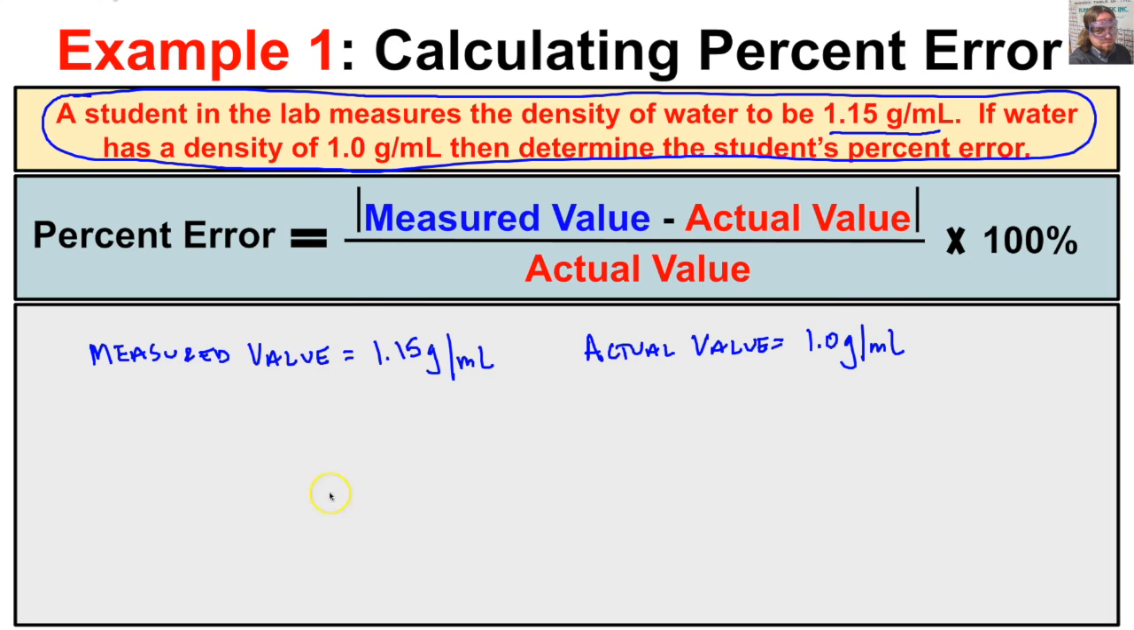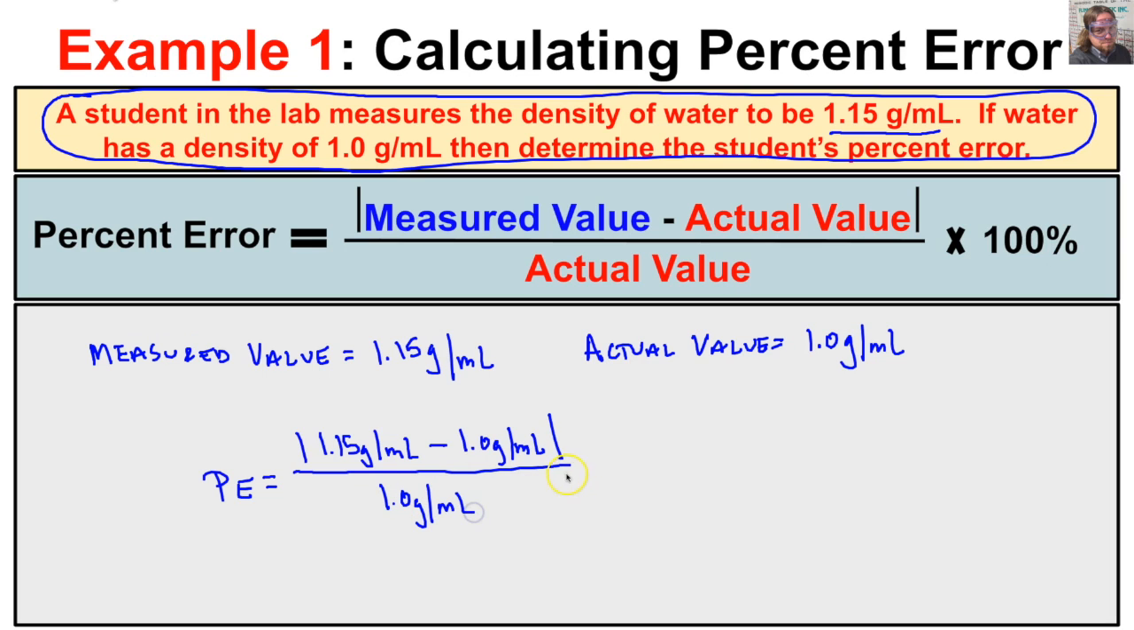So we have to figure out the percent error. To get our percent error here, we simply take the absolute value of our measured value, which is 1.15 grams per milliliter, minus our actual value, which is 1.0 grams per milliliter. Then we divide that by the actual value, 1.0 grams per milliliter, and multiply by 100%.